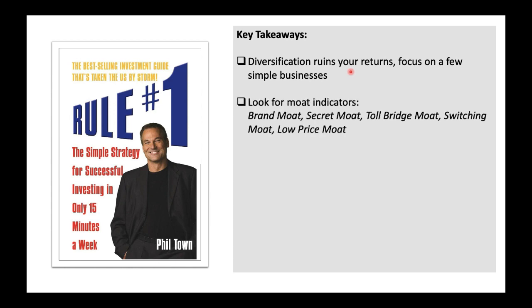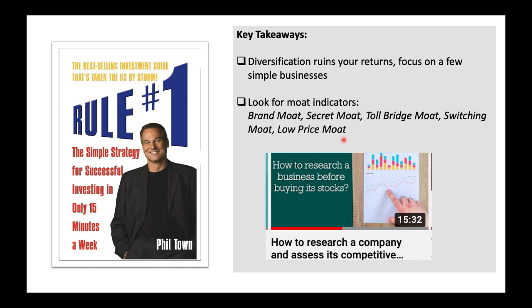Phil Town also heavily talks about moat indicators, and he actually defines these moat indicators very nicely. So he categorizes them in the following categories: brand moat, secret moat, toll bridge moat, switching moat, and low price moat. I have done a video previously where I explain all these moats with an example. I've linked that in the description below.